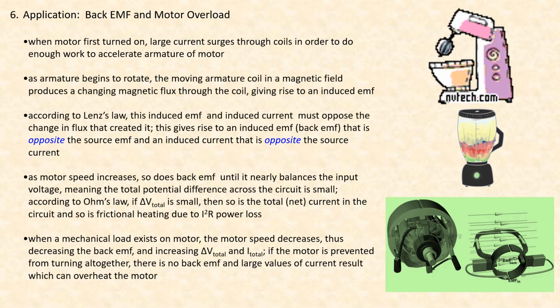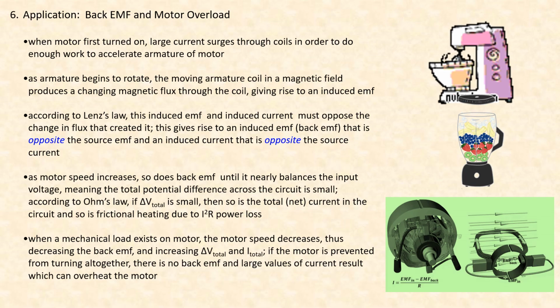So if that armature is prevented from turning altogether, there is no back EMF generated, and large values of current will result, right? If your total current is only the source current and there is no back current produced by that moving armature coil, then you've got too much current for the design of the device, and it will quickly overheat. And this is the condition we refer to as motor overload.